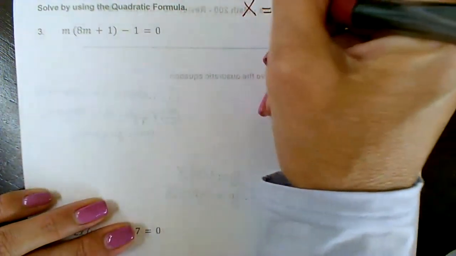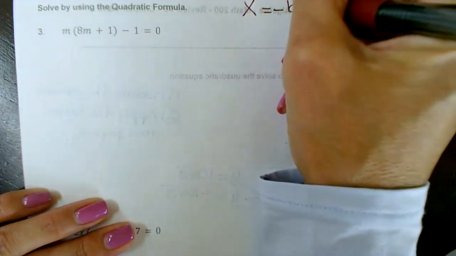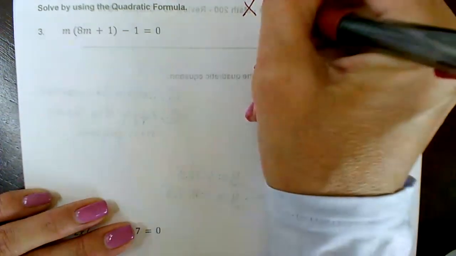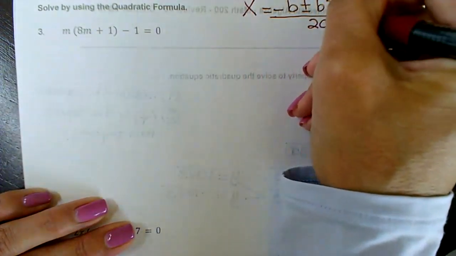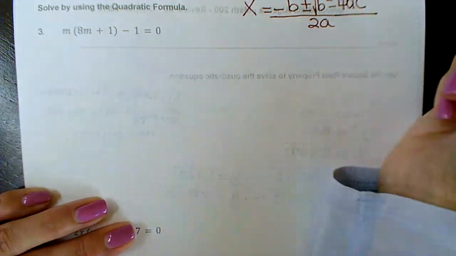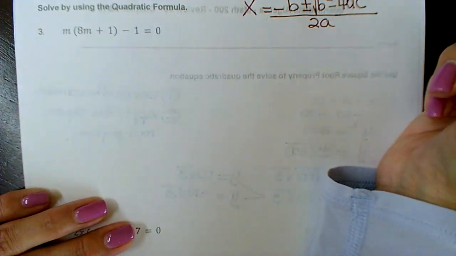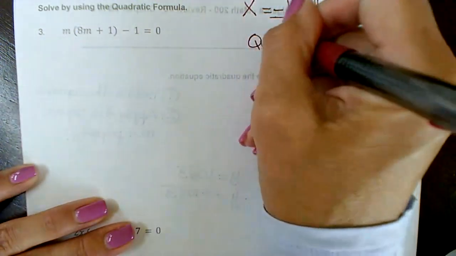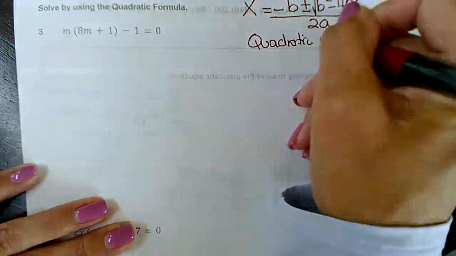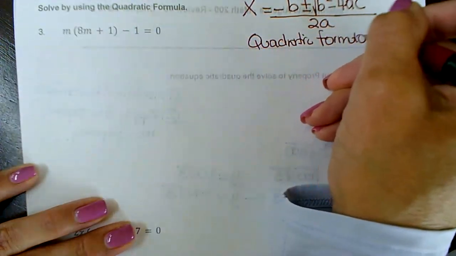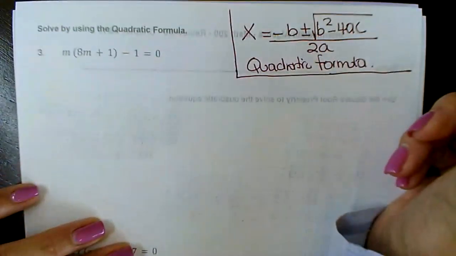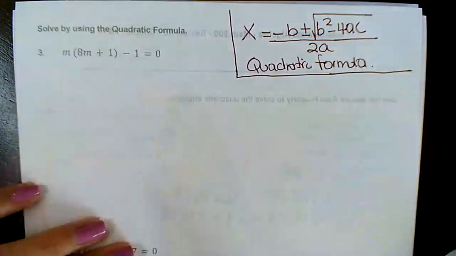So here's the quadratic formula. Let me write it down on this side. Negative b plus and minus the square root of b squared minus 4ac, divided by 2a. This is the quadratic formula. Okay? So let's apply it over here.